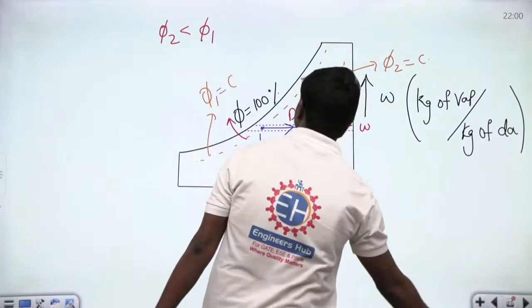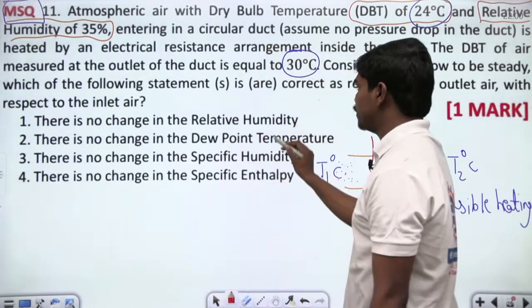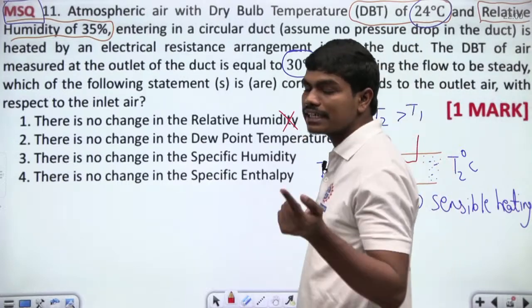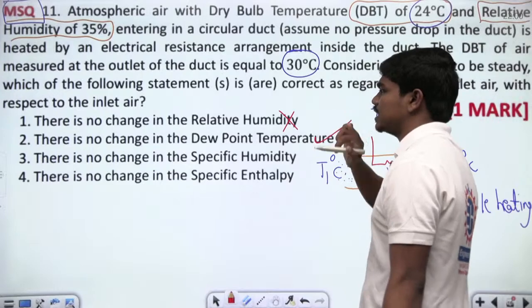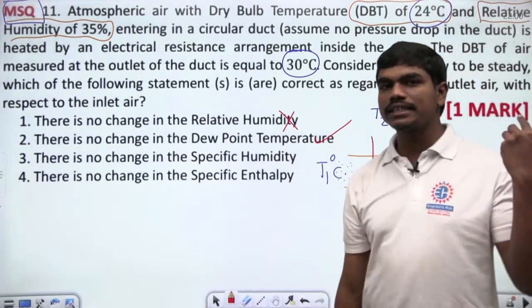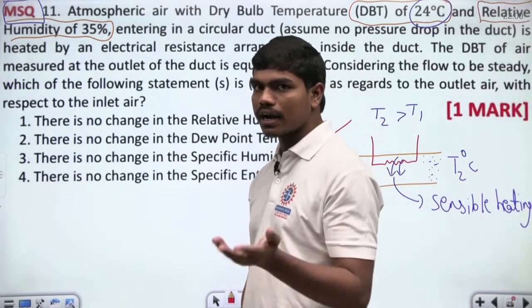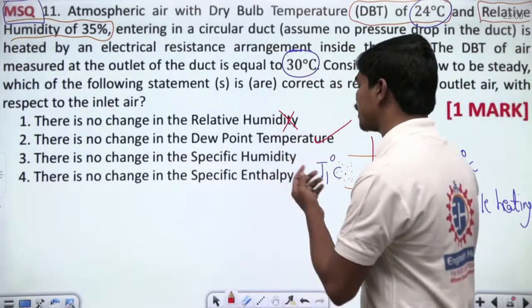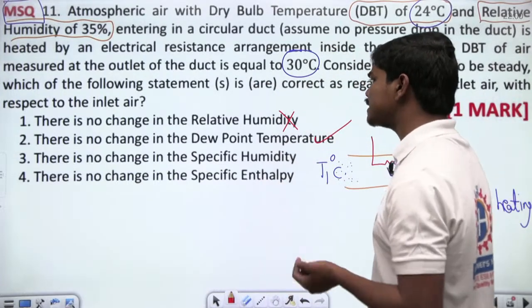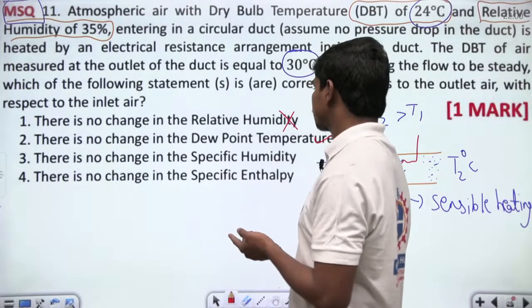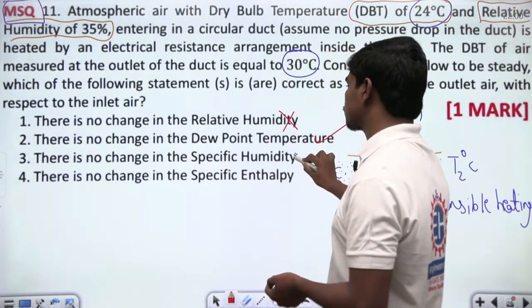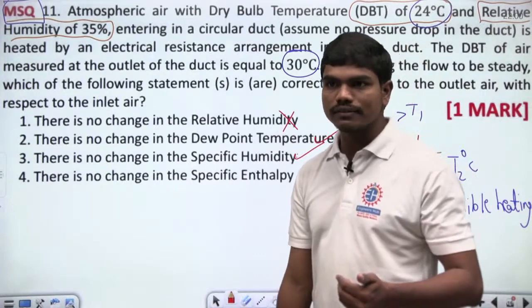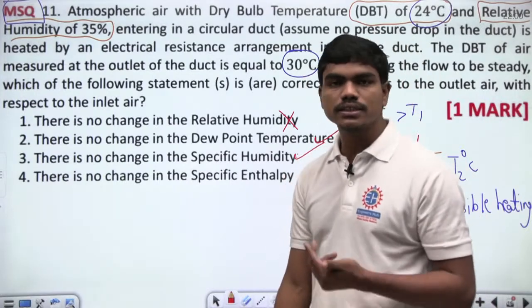So if you go through the options once: there is no change in the relative humidity. No, this is wrong, because you see that the relative humidity actually decreases. Next, there is no change in the dew point temperature. Yes, this is correct, because dew point temperature lines are parallel to the dry bulb temperature lines, and the dew point temperature doesn't increase in general. There is no change in the specific humidity. Yes, this is also correct, because there is no addition of water vapor into the system. So definitely omega remains constant.